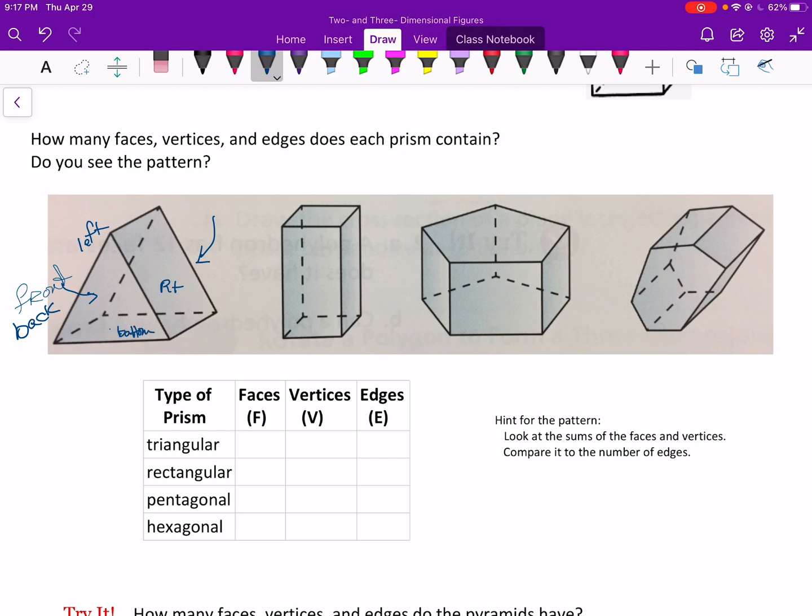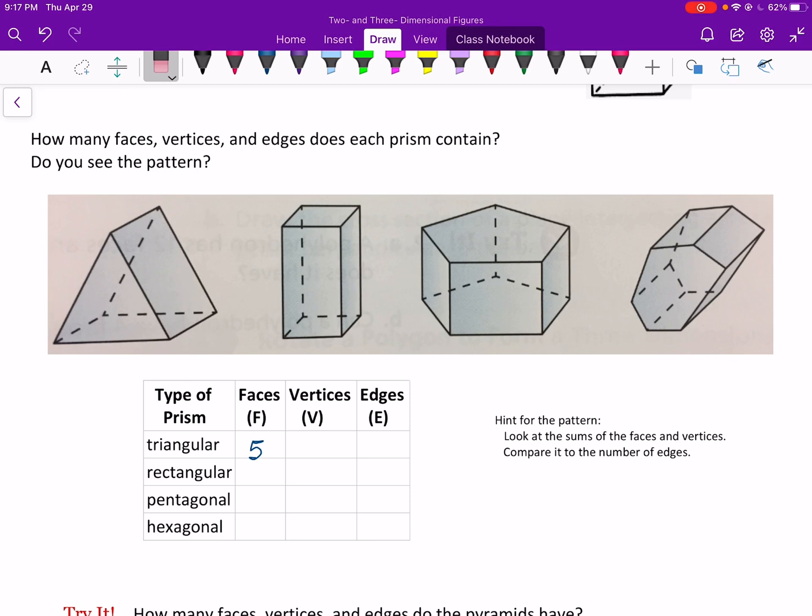I know when I'm writing on this, the three-dimensional space, it's a little hard to see. So around the left, the right, and the bottom, kind of walk around the triangle. So there's 3, and then we have the front and the back. So there are 5 faces in that one. And you practice counting these yourself as you go, okay?